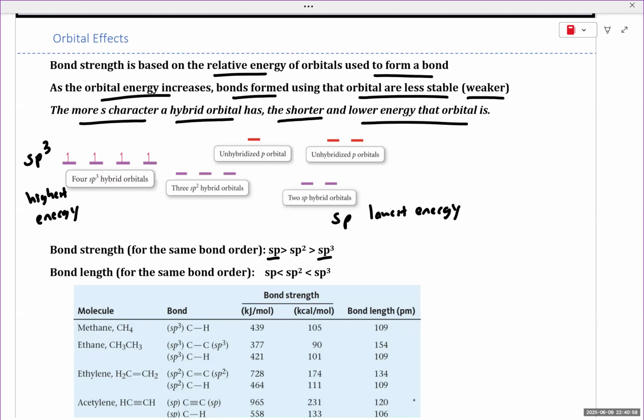In terms of bond length, bonds made with an sp hybrid orbital are shorter, while bonds made with an sp3 orbital are going to be longer. So again, just to summarize, sp hybrid orbitals can be used to make short, strong bonds. While if we compare that to an sp3 hybrid orbital, these bonds are longer and they're generally going to be weaker bonds. So the hybridization of the atom used in a given bond and the hybridization of the orbital used to form a bond has a huge impact on bond length and strength.